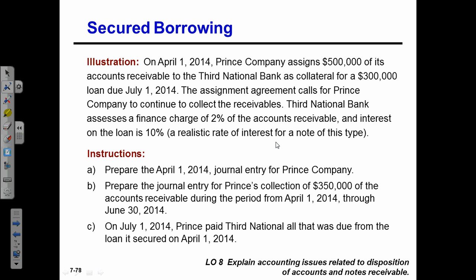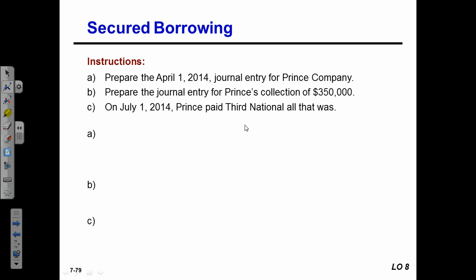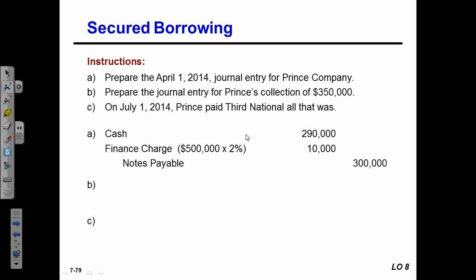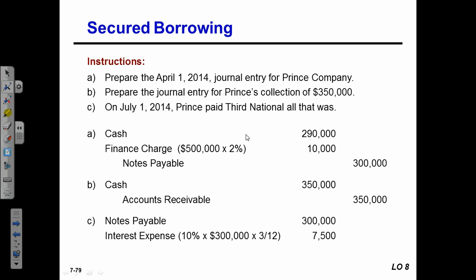Another way we could have done it is they could have collected the money from me. This one has a 2% finance charge, interest on loans 10%, a realistic rate on this type of note. So we're assigning $500,000 for $300,000. They want you to run through it. It's the same thing. There's that finance charge up front. This time they only loan them $290 now, the 2% finance charge. Then they've got the cash coming in, and they pay against the note, record the interest too. So it's just the same thing.